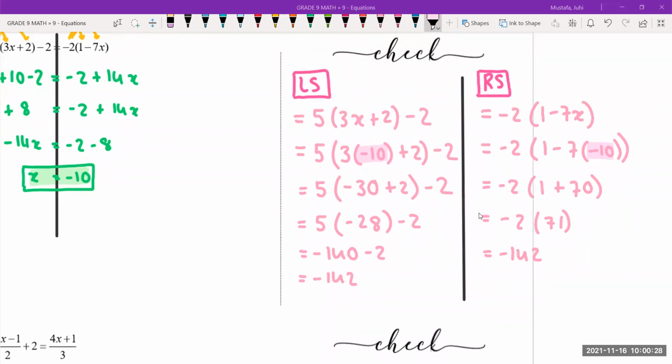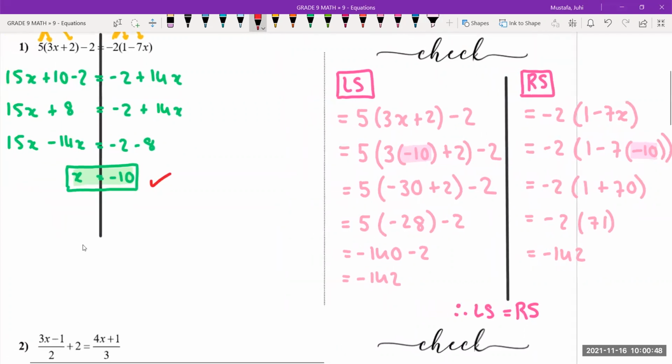So our final solution here is going to be, therefore, left side equals right side. And now that's the end of our question. We proved that the left side equals right side. So therefore, x is equal to -10. This has to be correct. Yes, you always need to write the therefore statement exactly.